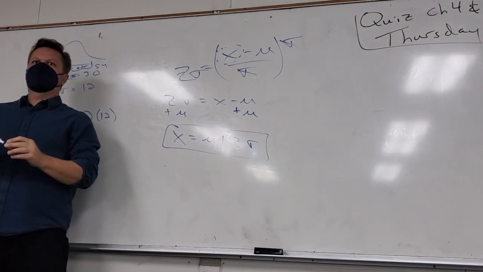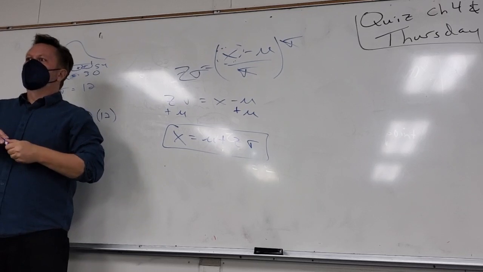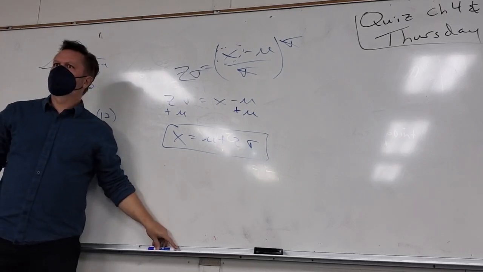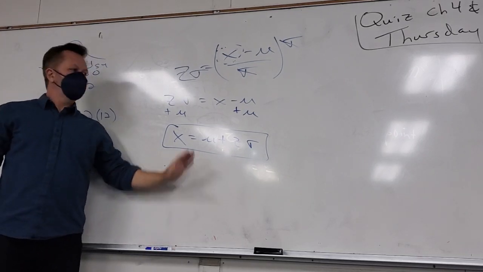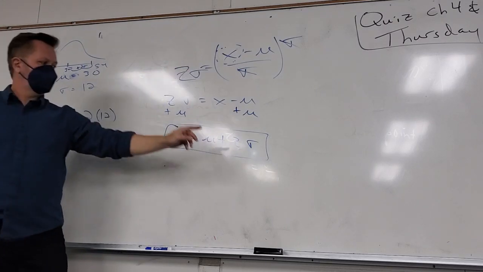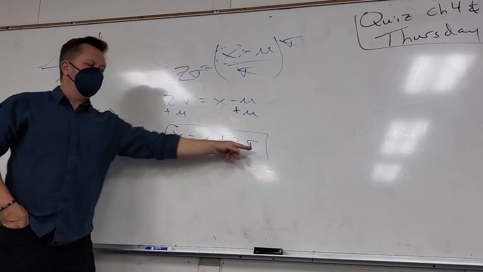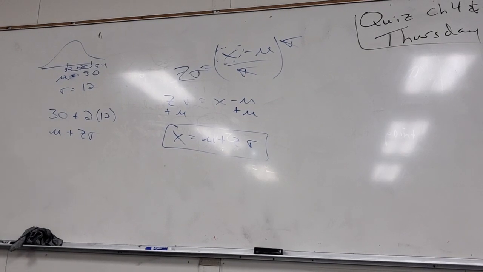I'll stand up here and bounce on my feet for some reason. Do it. You know everything you need now. You know the z-score, negative 1.08, and you've known the mean and the standard deviation the whole time.